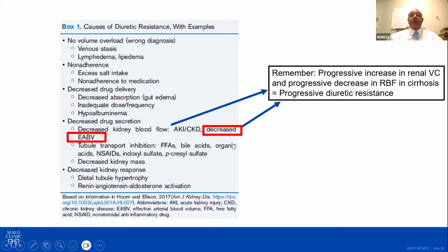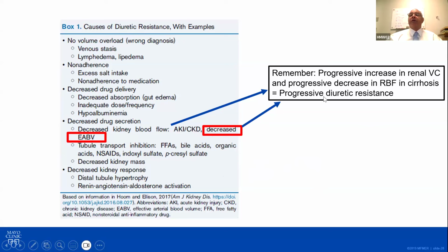As we mentioned, for these diuretics to be delivered, they need good kidney blood flow. So in the case of hepatorenal physiology, there is decreased effective arterial blood volume. The kidney will not have enough blood flow to deliver the diuretic, and as we said, the proximal tubule will absorb most of the sodium, leaving a minimal amount of sodium going to the distal nephron.